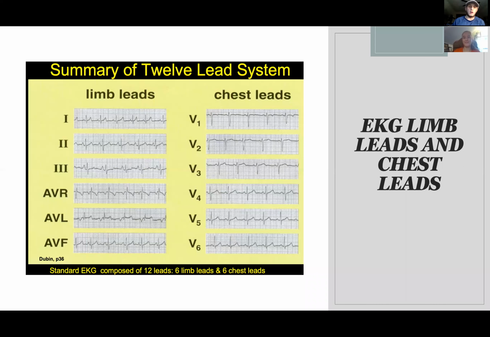Here you'll see the different types of leads. The limb leads are labeled I through III in Roman numerals, and then aVR, aVL, and aVF. Then here you'll see the chest leads, and it goes from V1 to V6.